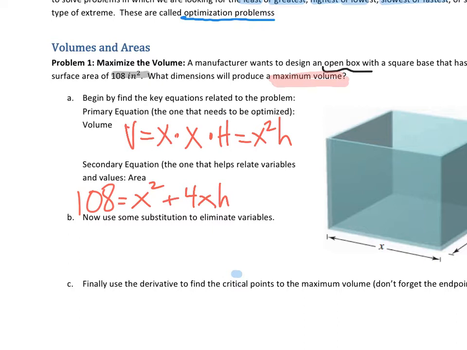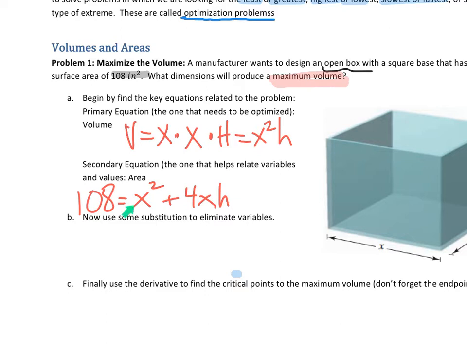So here we have an equation that relates x and h. And here we got volume equals x h squared. So what we're going to do is solve this and substitute there. You could solve this for x, but that'd be a little tricky because it's in two places. Here it's squared, here it's not. So it's going to be easier to solve this for h, and then we'll substitute it into the volume formula.